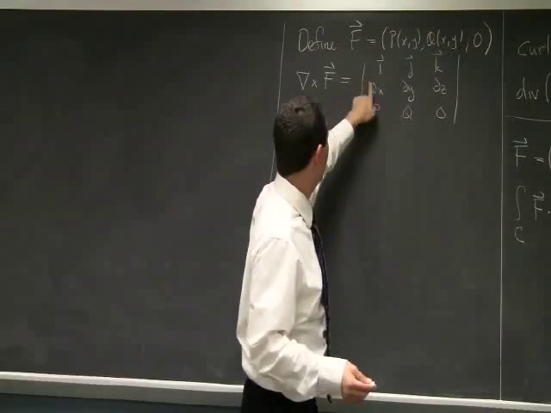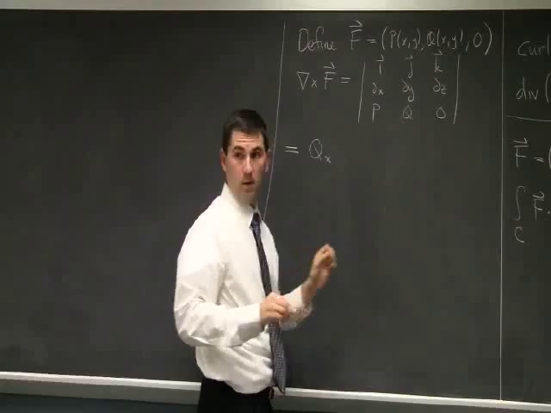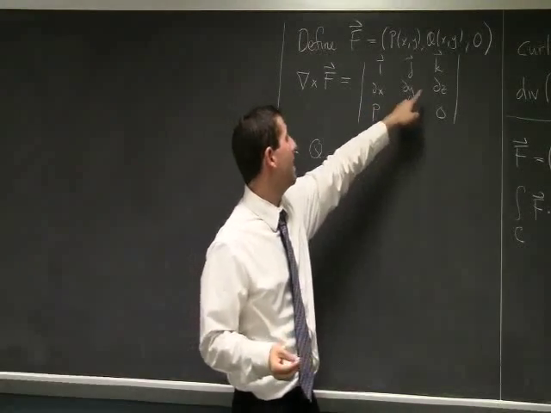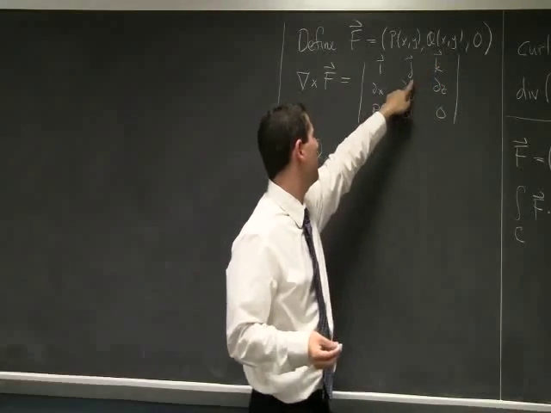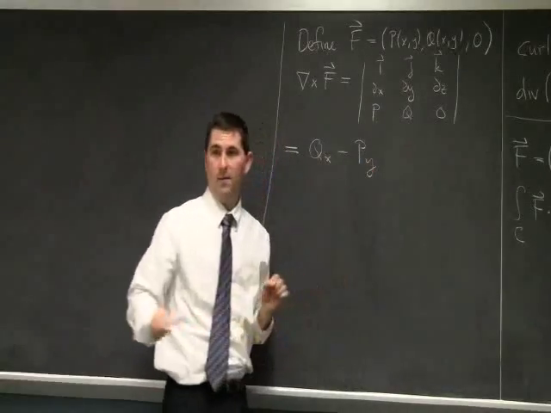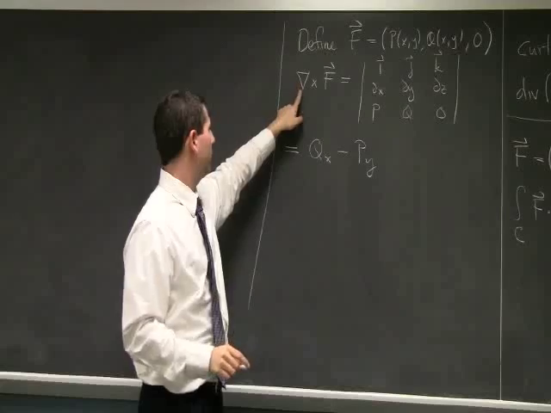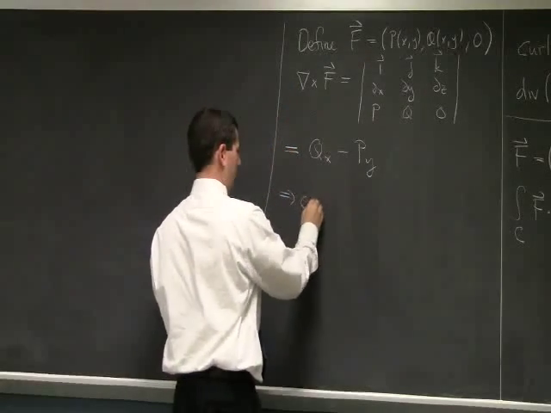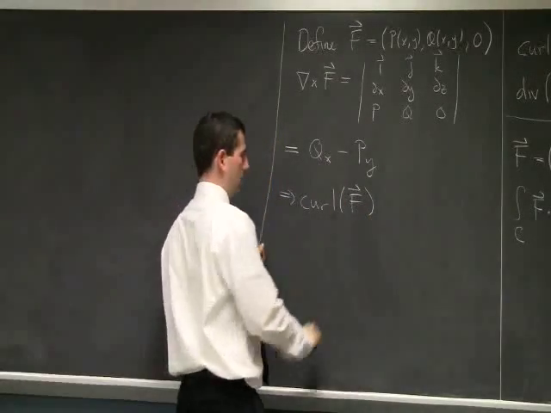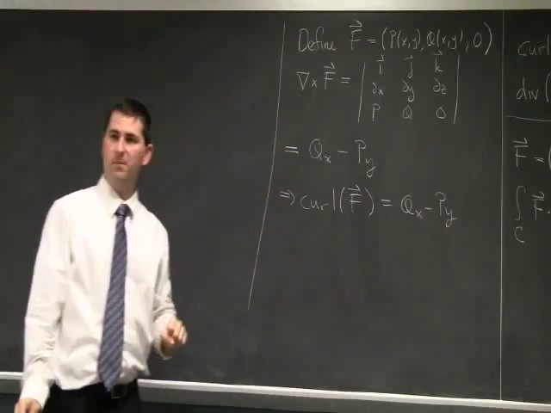Okay. What about k? Okay, we'll go this way. For k, you get the partial with respect to x of Q. So it's just Q_x. Right? Partial with respect to x of Q is Q_x. Then you have to go backwards. You do minus the partial with respect to y of P. So minus P_y. Okay, so the curl of this modified vector field is Q_x minus P_y. Well, that should look familiar.